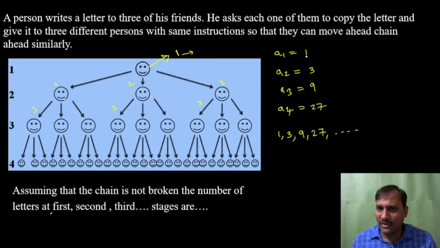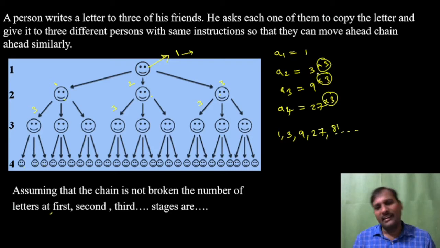Now if you observe, it is very clear we are multiplying by 3. 3 into 3, 9. 9 into 3, 27. To get the next number, we can multiply. The number of persons in the next stage will be 81. So we are multiplying by a constant number here. Or you can go for the rule: 3 by 1, 9 by 3, 27 by 9, 81 by 27.